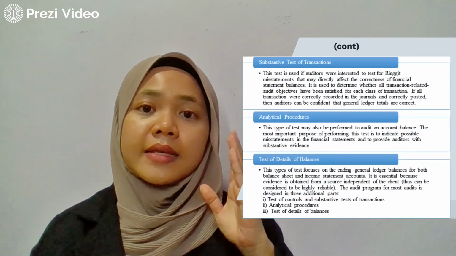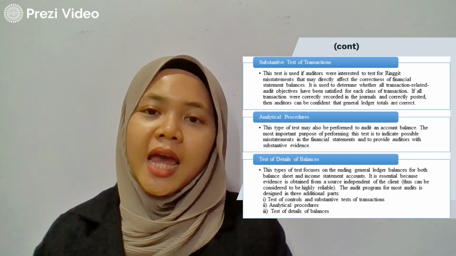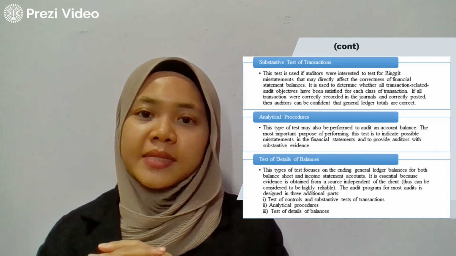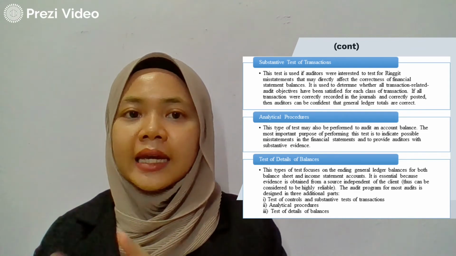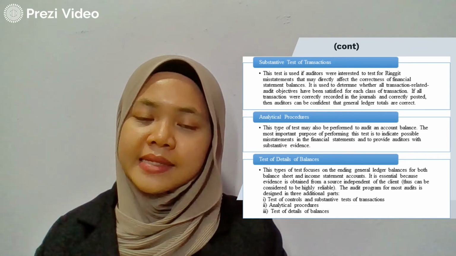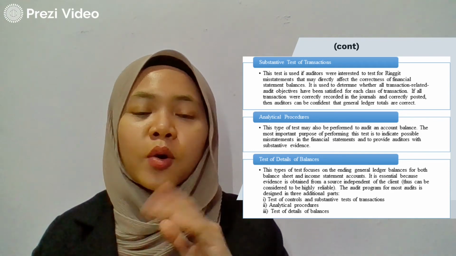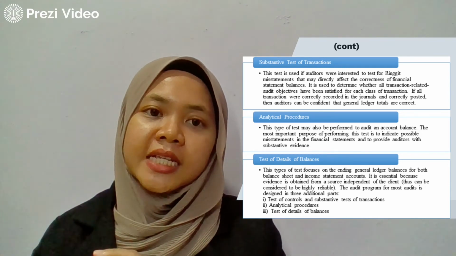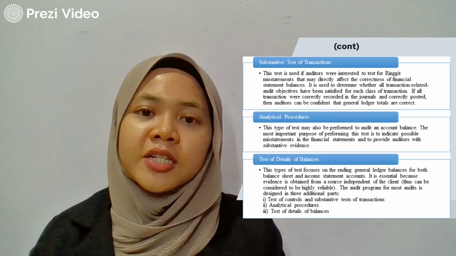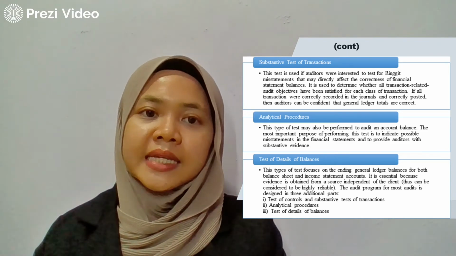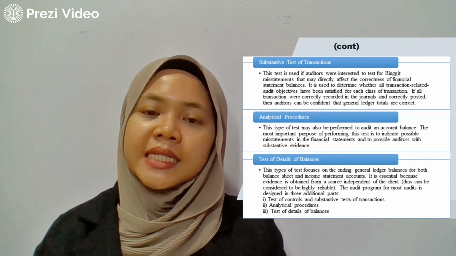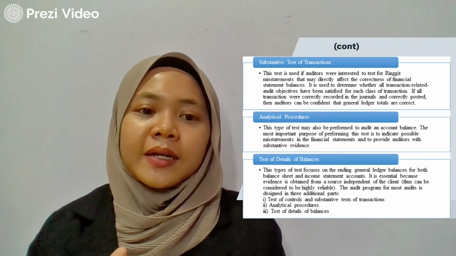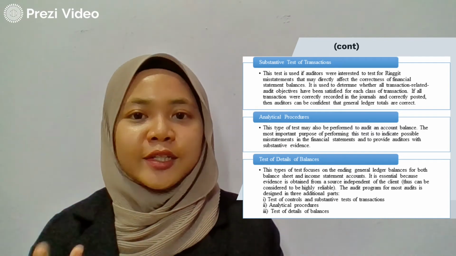Next is substantive test of transaction. This test is used if auditors were interested to test for ringgit misstatements that may directly affect the correctness of financial statement balances. It is used to determine whether all transaction-related audit objectives have been satisfied for each class of transaction. If all transactions were correctly recorded in the journals and correctly posted, then auditors can be confident that general ledger totals are correct.